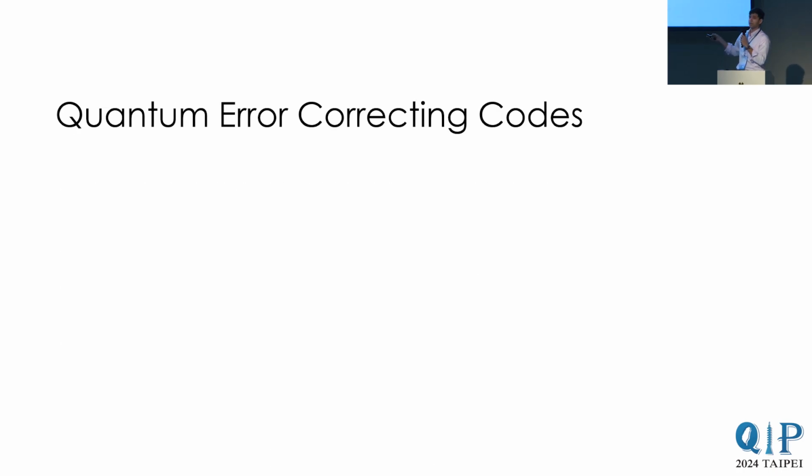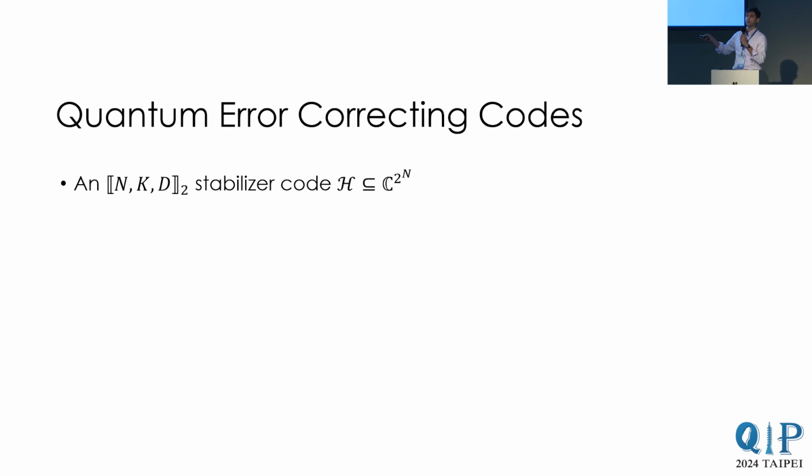So I'm going to start with the basics. I'll quickly get some boilerplate information out of the way. An [[n,k,d]] stabilizer code, that's going to be the focus of my talk today, is denoted here using H. It's a subspace of the 2^n dimensional complex Euclidean space that's associated with n qubits. And it's a way for us to encode k qubits into a space of n qubits. So those are the parameters n, k, and d.